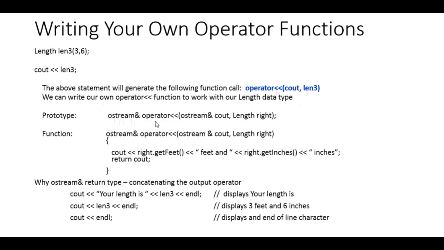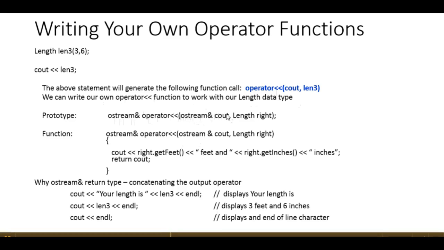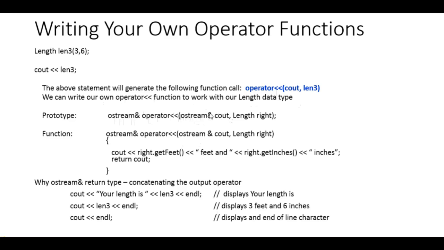The operator itself is operator output. The left parameter is cout, and the data type of cout is an ostream, an output stream. So you want to make sure this is an ostream, and ostreams are always reference parameters. Every output operator you write has this as the left parameter. It needs to be a reference parameter because in ostreams there's a pointer that keeps track of where you are in the output stream. The right parameter is going to be of type Length. Okay, and so this is what our function is going to look like.